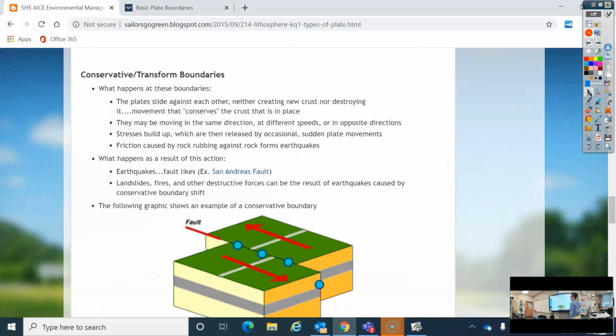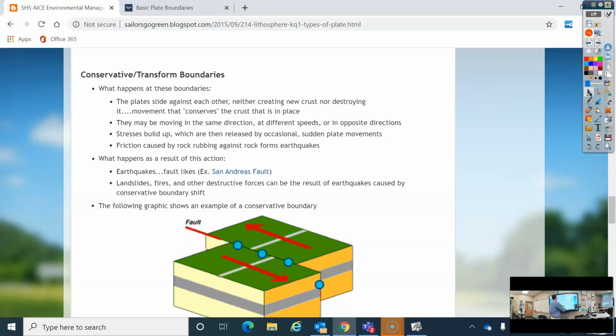All right, and finally, conservative and transform boundaries. Conservative and transform boundaries slide against each other. They do not create nor destroy the crust. It conserves the crust that's in place. They may be moving in the same direction at different speeds or in opposite directions.